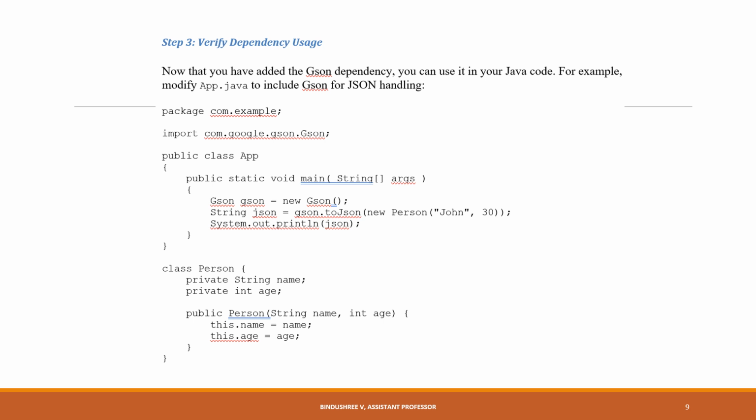I have written a simple example of creating an object called John, and his age is 30. So to print this John and 30, I have written one simple program. So when I try to execute this, it has to automatically download JSON from the internet, and then it has to print John followed by 30 on my screen.